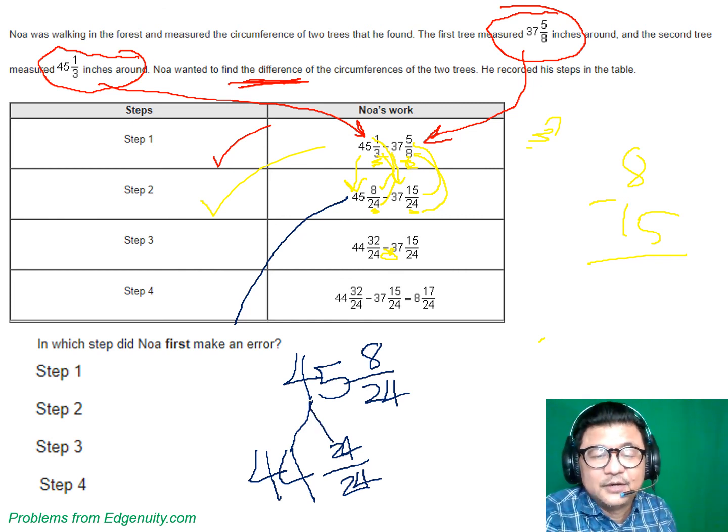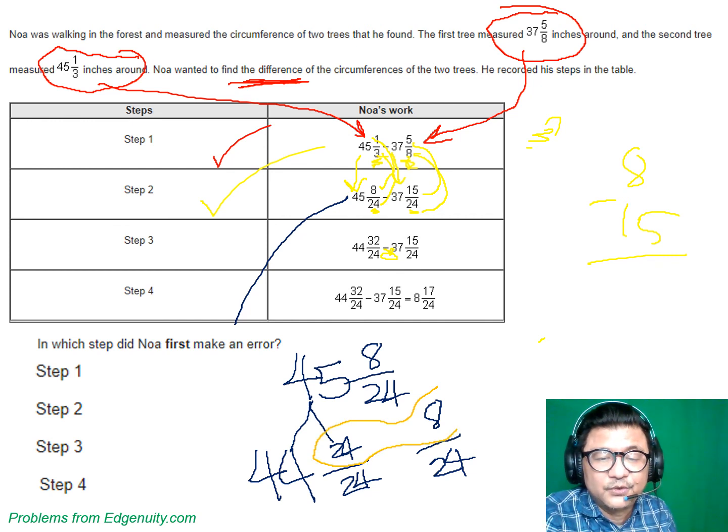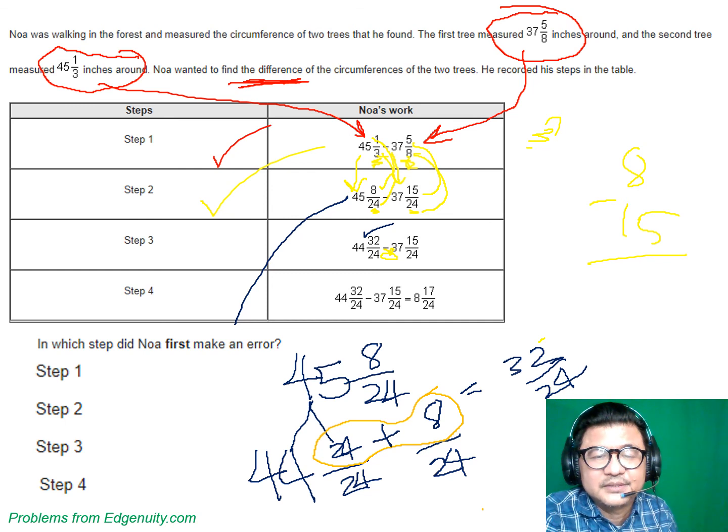Agree? Yes. Now, can I add it to the fraction of 8/24? I can now add the 8 and the 24. That becomes 32. Check out step 3. He wrote 32 over 24. Correct, because 24 plus 8 is 32 over 24. So this part, he's okay. The second part, no change. So far, he's doing good. Step 3 is okay.